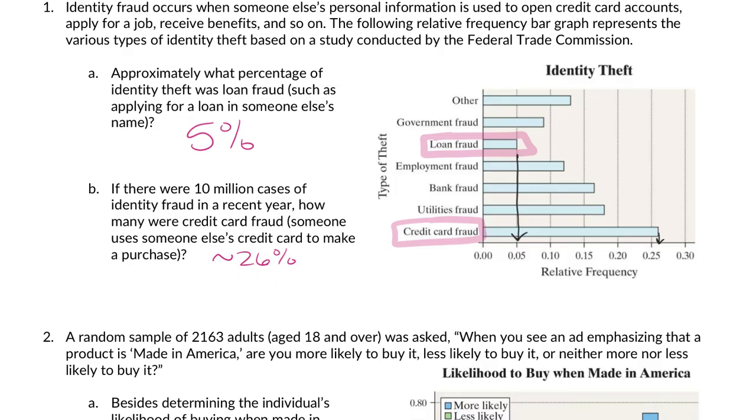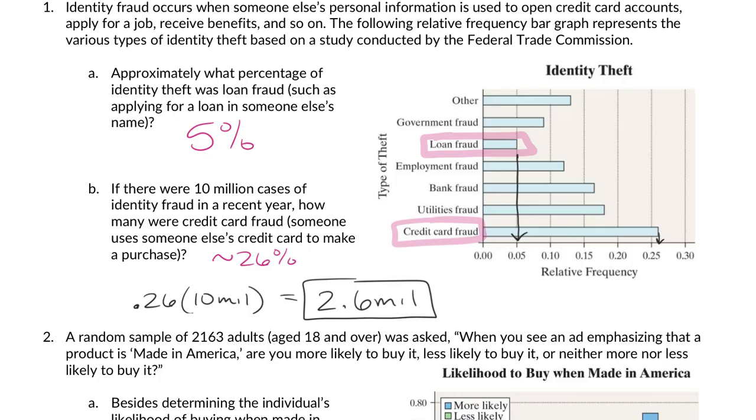So in total, there were 10 million cases of identity fraud in total. So we need to get 26% of this. Correct. So to do that, you would do 0.26 times that 10 million, which is 2.6 million cases of credit card fraud. So be careful with these questions. Yes, they're super easy. If it asks you percentage, answer percentage. And if it asks how many, find how many.